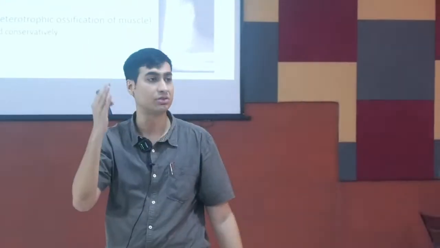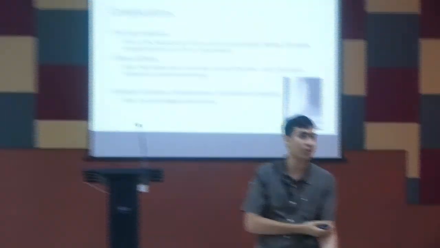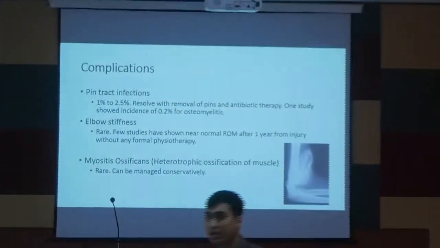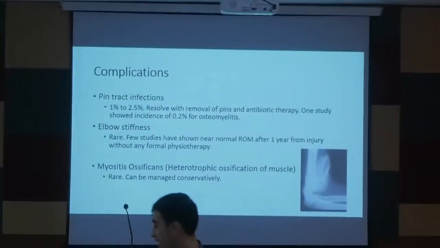So in a cast or in a slab, you generally keep it for 3 weeks. That is enough time for a supracondylar fracture to heal. After 3 weeks, you can start gradual mobilization. So most important complications, these all will be there. Suppose you have put the pin outside, pin tract infections can be there. Elbow stiffness, now someone has immobilized the patient for 6 weeks, 8 weeks, then it is definitely going to lead to elbow stiffness. You cannot go for prolonged immobilization like that.